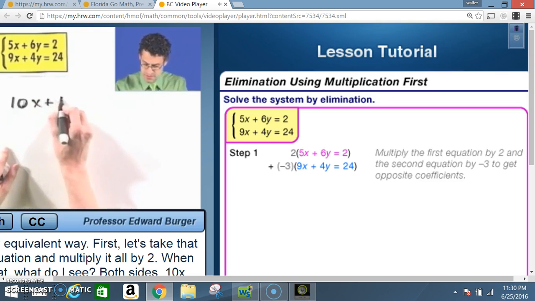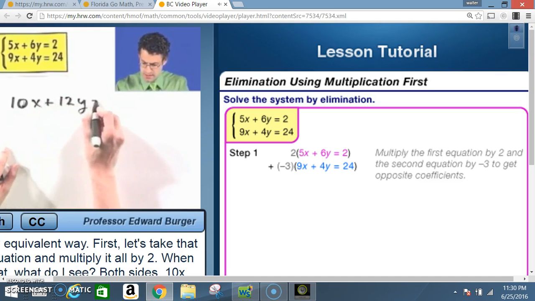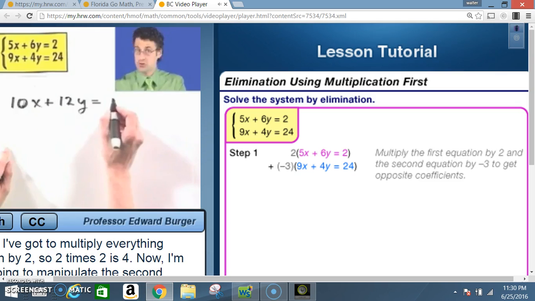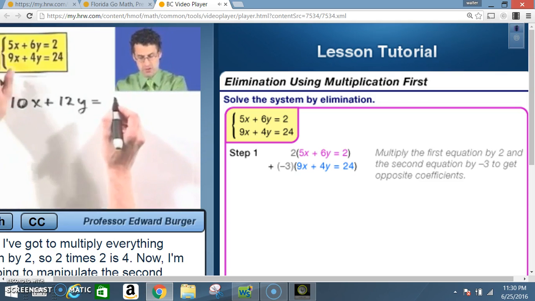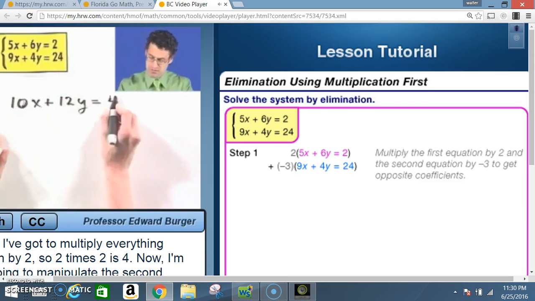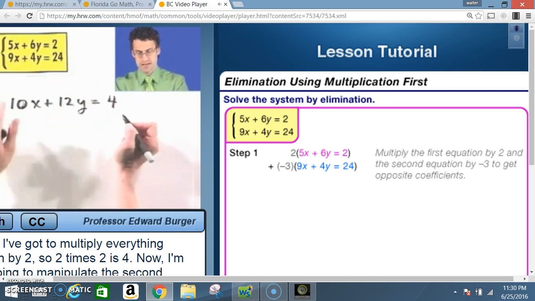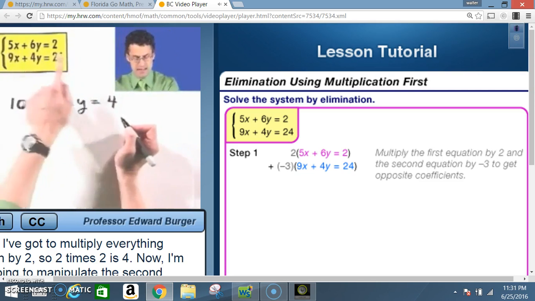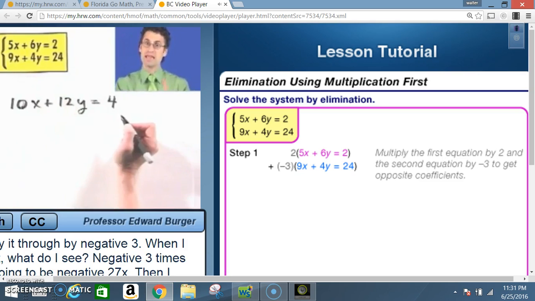10x plus 12y equals 2... no. I've got to multiply everything through by 2, so 2 times 2 is 4. Now, I'm also going to manipulate the second equation. I'm going to multiply it through by negative 3. When I do that, what do I see?